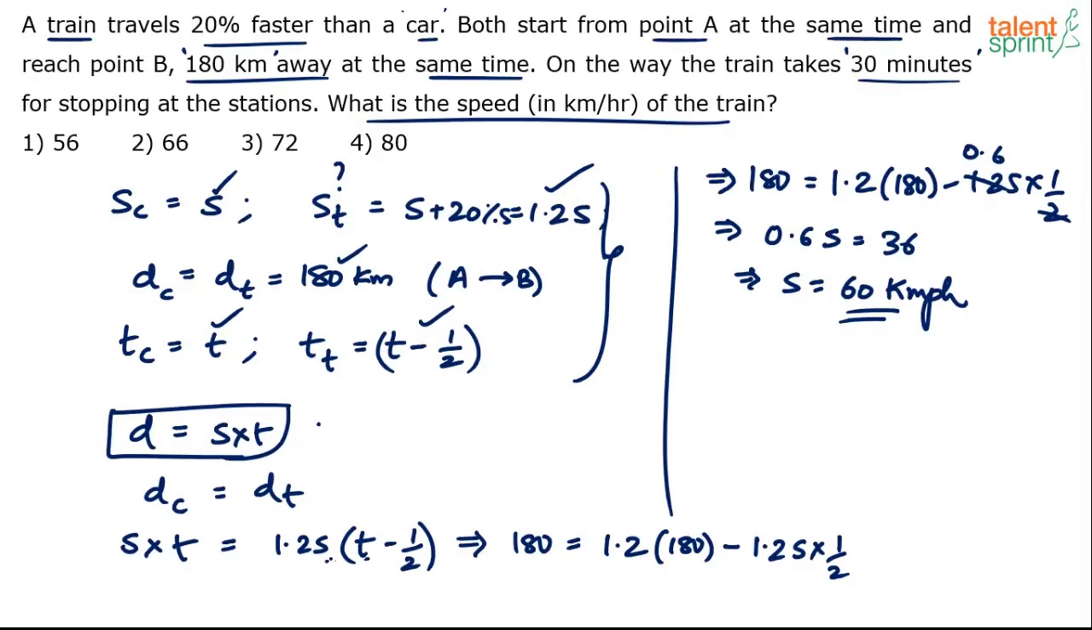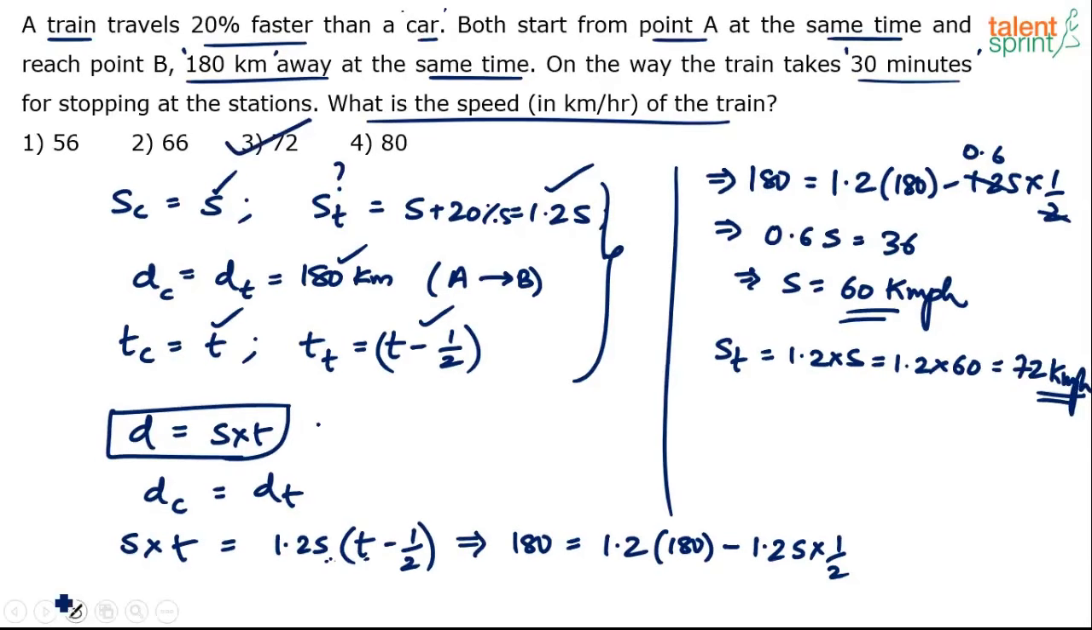But then the question is what? Speed of the train, not the speed of the car. So speed of the train is what? 1.2 times of S. So 1.2 into 60, which is 72. 72 kilometers per hour. Option 3 is the answer.